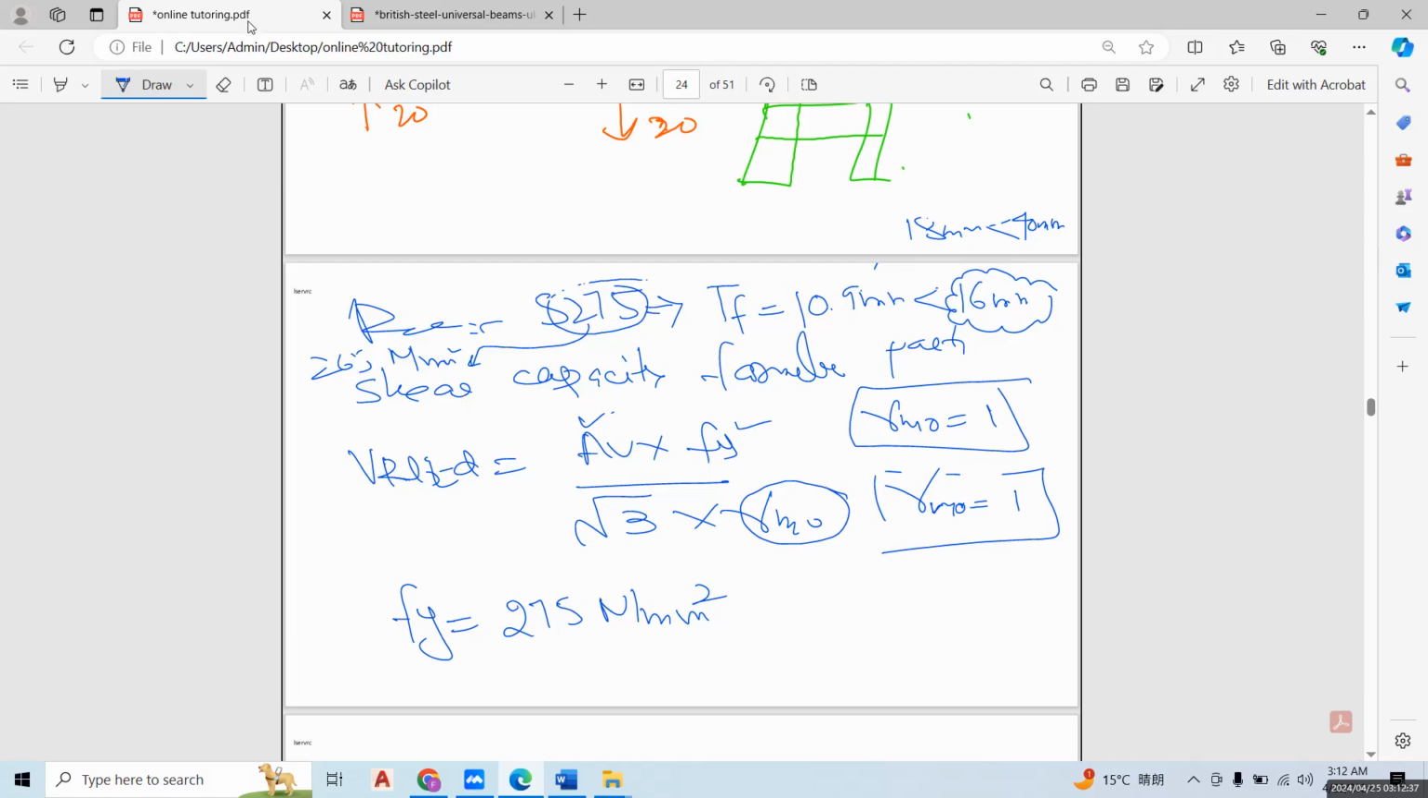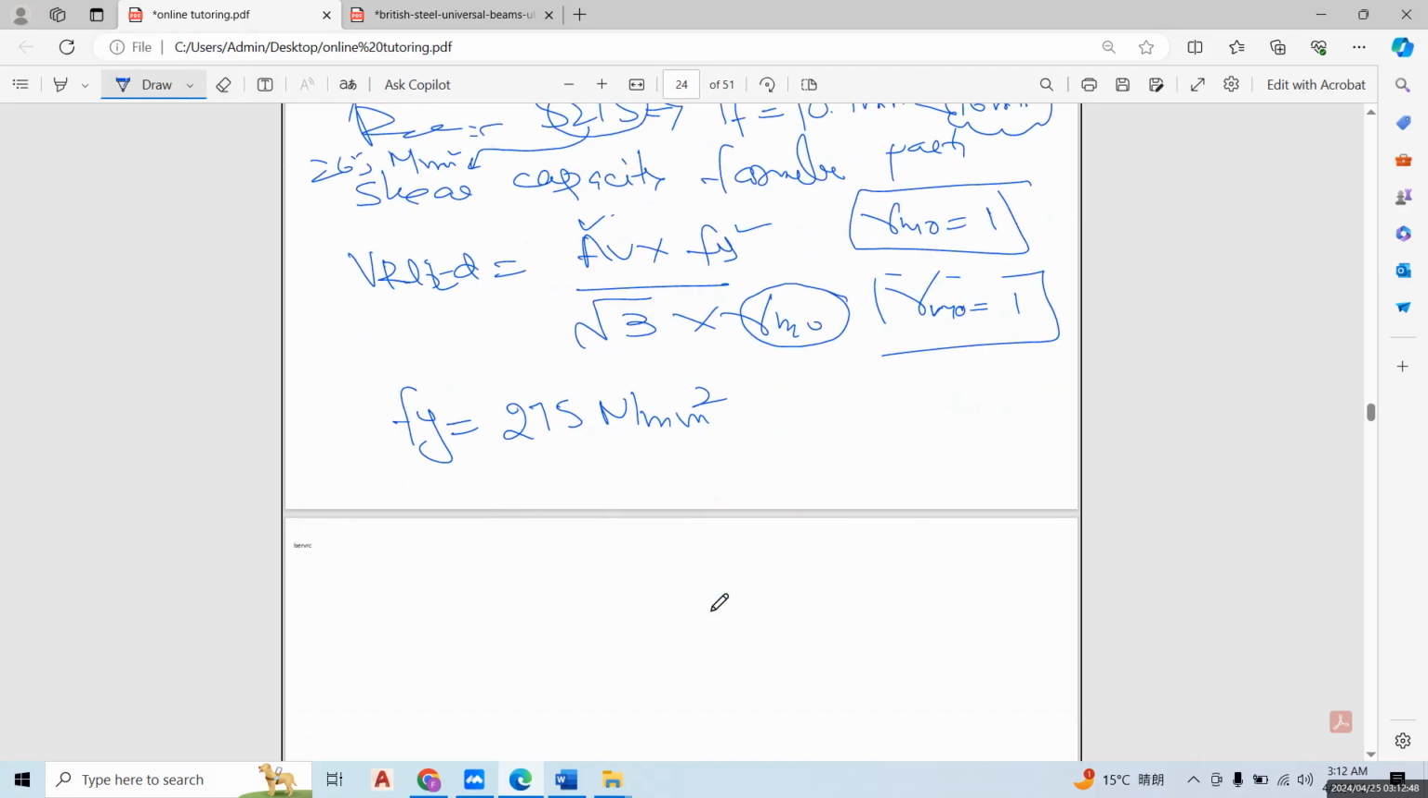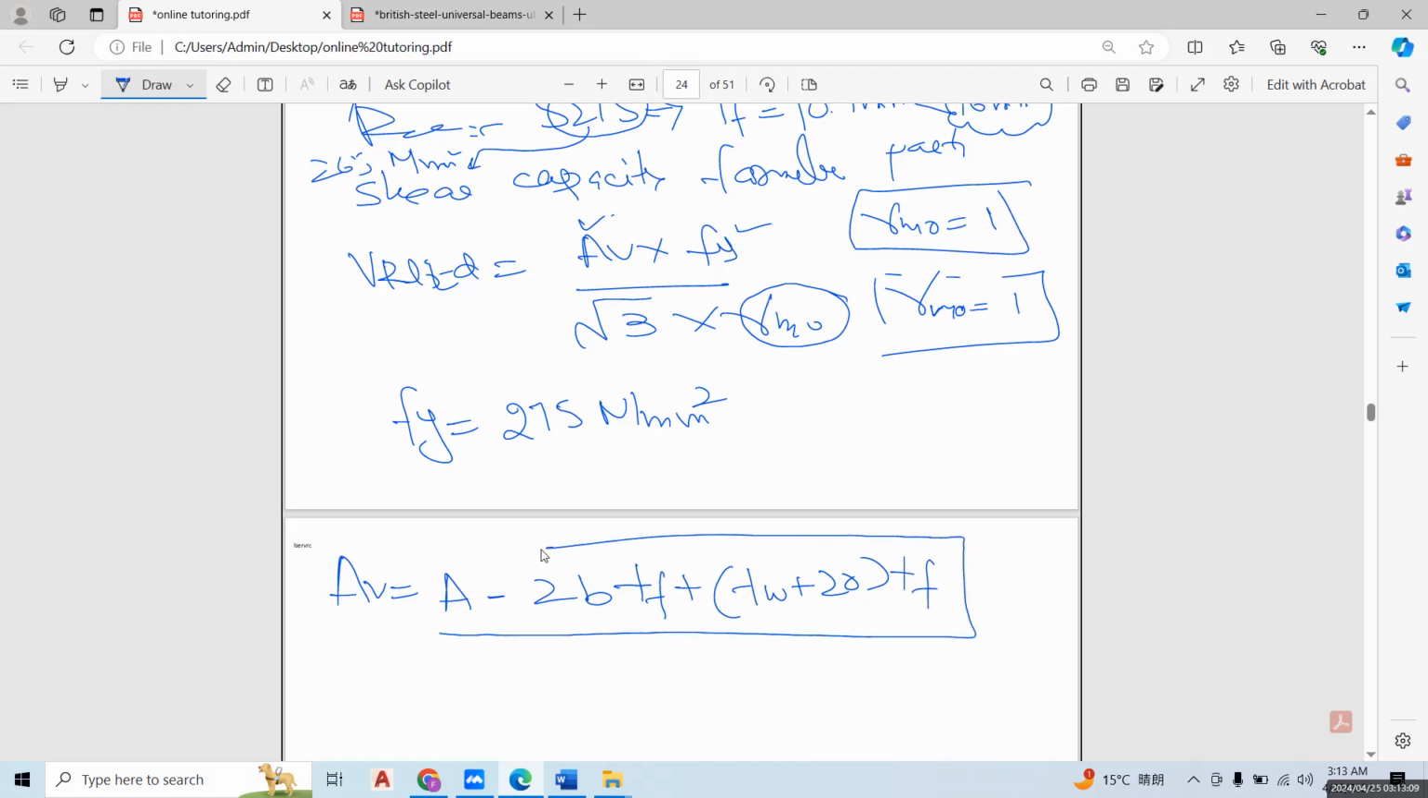But for now, the value of Fy is equal to 275 N/mm². Now you have to find Av. The exact formula of Av is equal to A minus 2b tf plus (tw plus 2r) tf, where tf is the thickness of the flange. This is the exact formula of Av.